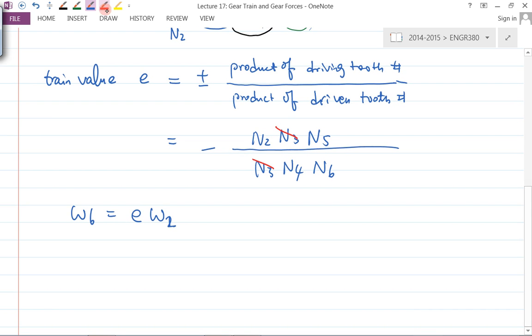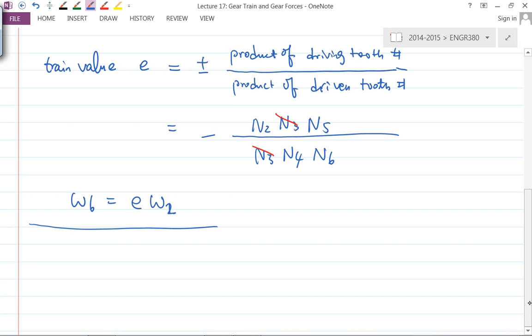We don't really need to go into too much about the kinematics of a gear, but as long as you know these simple ideas of the train values and gear ratios, that's fine.